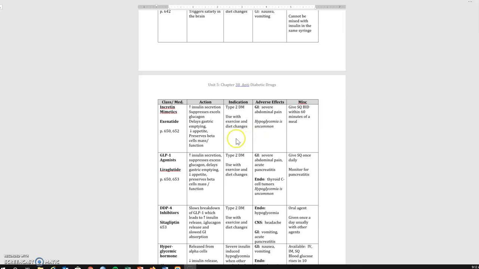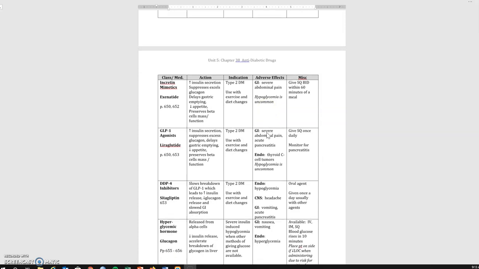Exenatide is another sub-Q agent. It is given BID within 60 minutes of a meal. It increases insulin secretion in the pancreatic cells, and it delays gastric emptying and also reduces appetite, because if the stomach does not empty, then you feel full longer. It is used for type 2 diabetes. The problem with this drug is severe abdominal pain, while it does not often cause hypoglycemia.